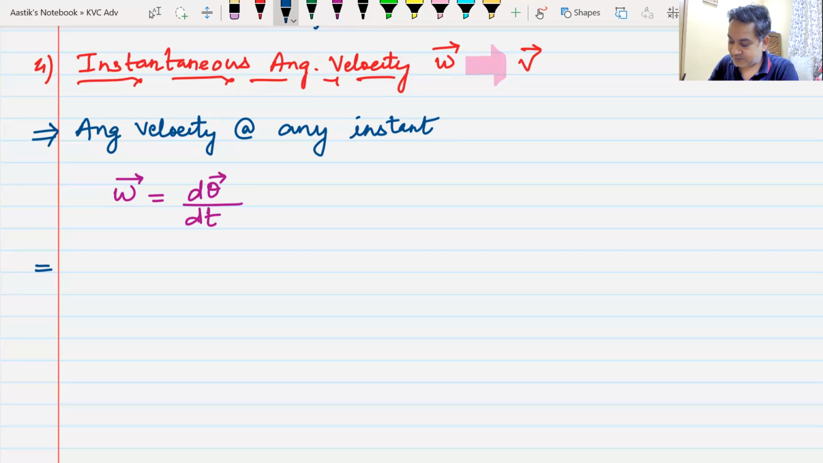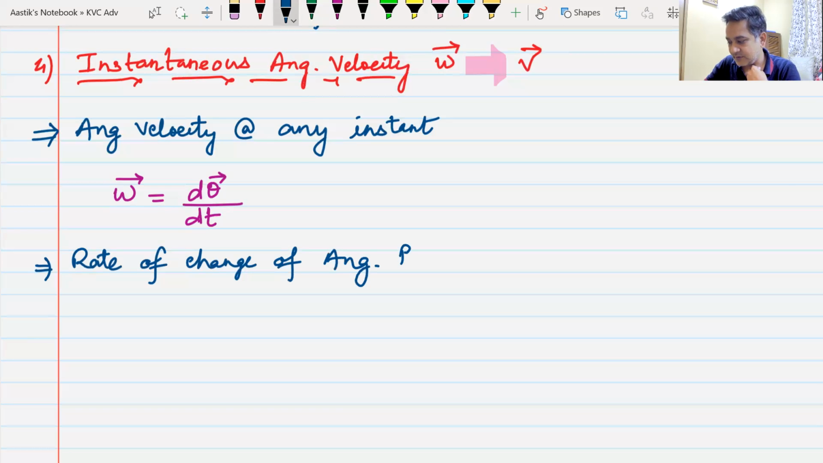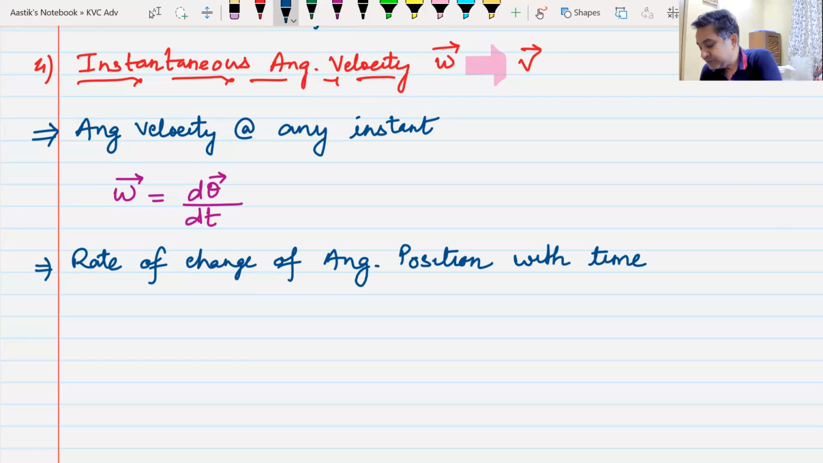As soon as we write it d theta by dt, it is the rate of what? Rate of change of angular displacement. No, it is not the rate of change of angular displacement. It is the rate of change of angular position with time. Angular displacement does not change. Angular displacement is already the change. So change cannot change. Rate of change of angular position with time. It has the same unit, radians per second.